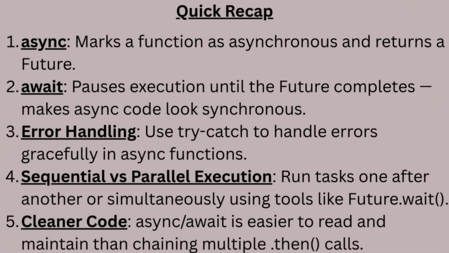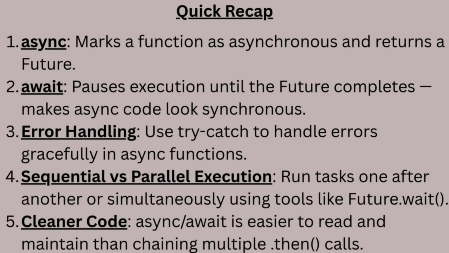Alright, let's wrap things up with a quick recap of what we've learned about async and await. So first, async makes a function asynchronous. That means it allows you to perform tasks that take time, like fetching data, waiting for a response, or reading a file, without freezing the rest of your app. When you mark a function with async, it always returns a Future, even if it eventually gives you a simple value. Second, await pauses the execution of that async function until the Future is complete.